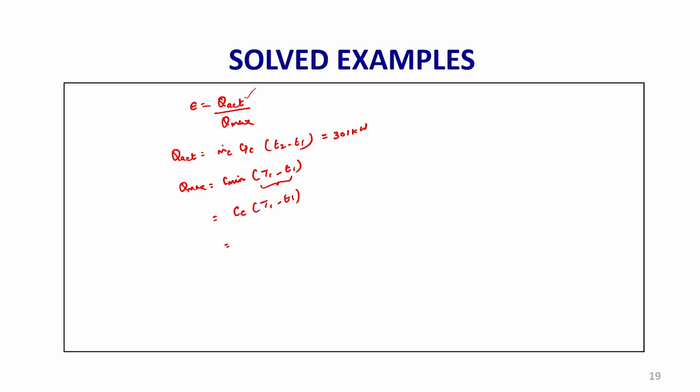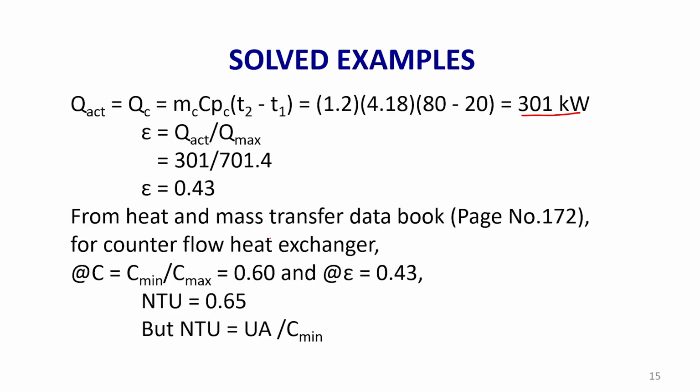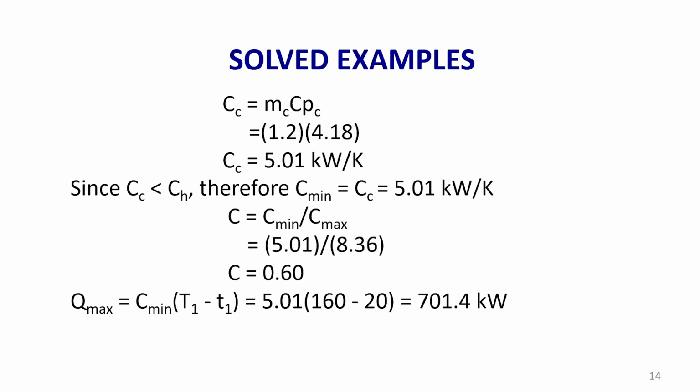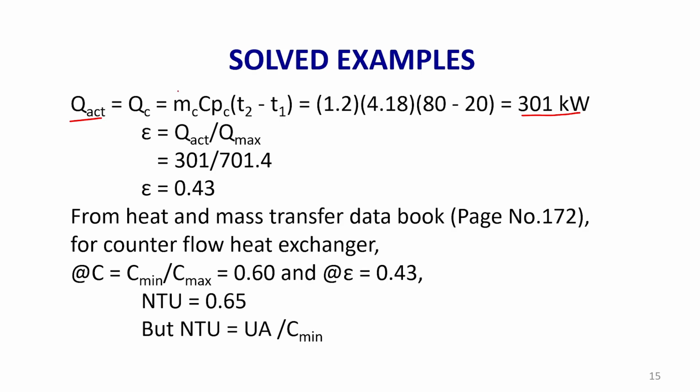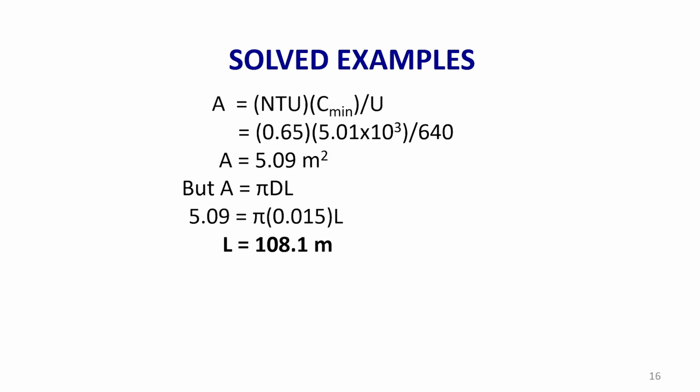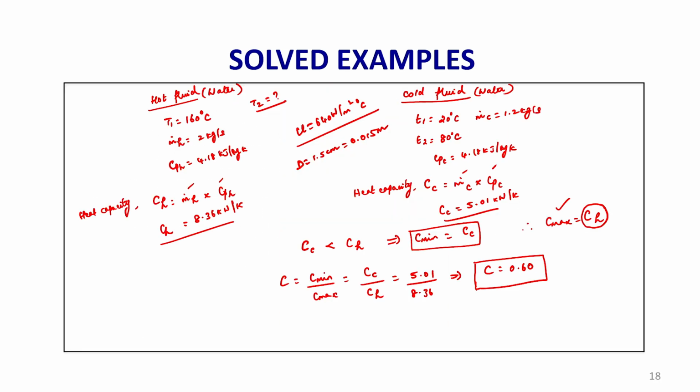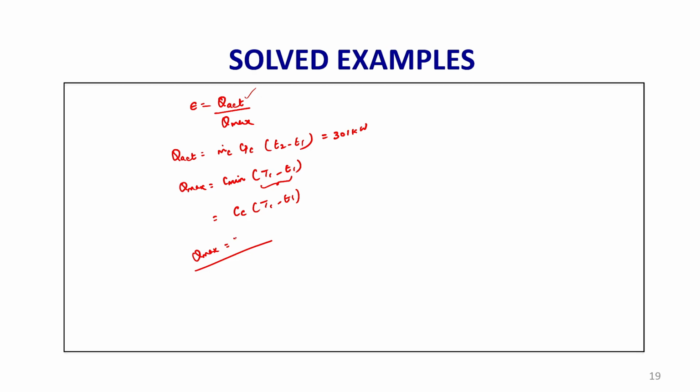Cc is the mass flow rate of the cold fluid multiplied by its specific heat capacity. So Q max, the maximum possible heat transfer, is 701.4 kilowatt. The other one is Q actual. Here also m dot will come. Now I know this value also.